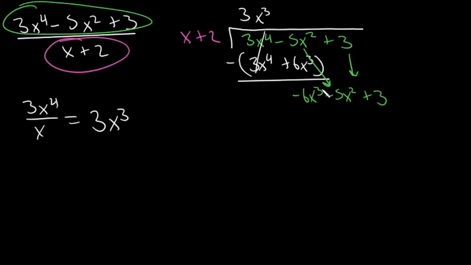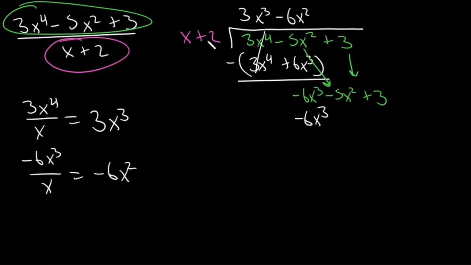And now the same thing again, negative 6x cubed divided by x, that is going to be negative 6x squared. So let's write that up here. And now we need to multiply. So x times negative 6x squared is negative 6x cubed. 2 times negative 6 is negative 12, so that's going to be negative 12x squared. And now we subtract this.